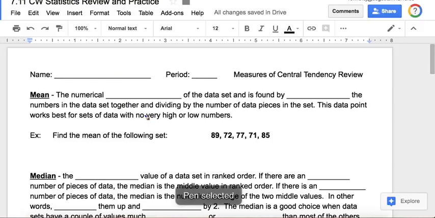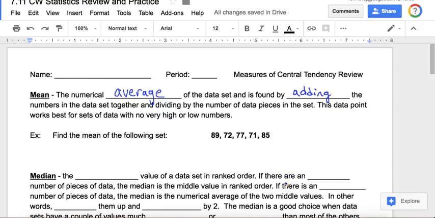So the first one we're going to look at is the mean. And remember, it's the numerical average of the data set and is found by adding the numbers in the data set together and dividing by the number of data pieces in the set. This data point works best for sets of data with no very high or low numbers.